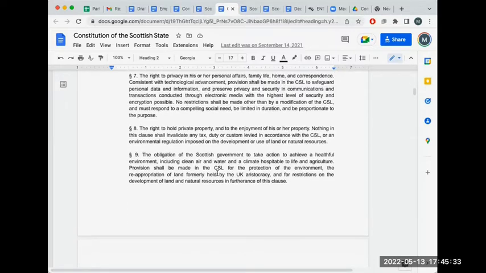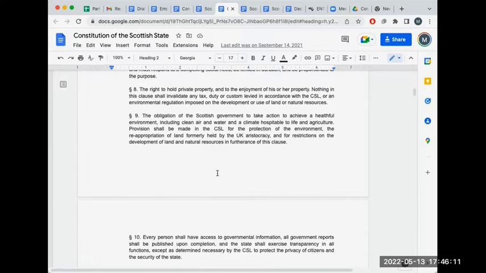The right to privacy in his or her personal affairs, family life, home, and correspondence, consistent with technological advancement. Provision shall be made in the corpus of Scottish law to safeguard personal data information and preserve privacy and security in communications and transactions conducted through electronic media with the highest level of security and encryption possible. No restriction shall be made other than by a modification of the corpus of Scottish law, and must respond to a compelling social need, be limited in duration and proportionate to this purpose.